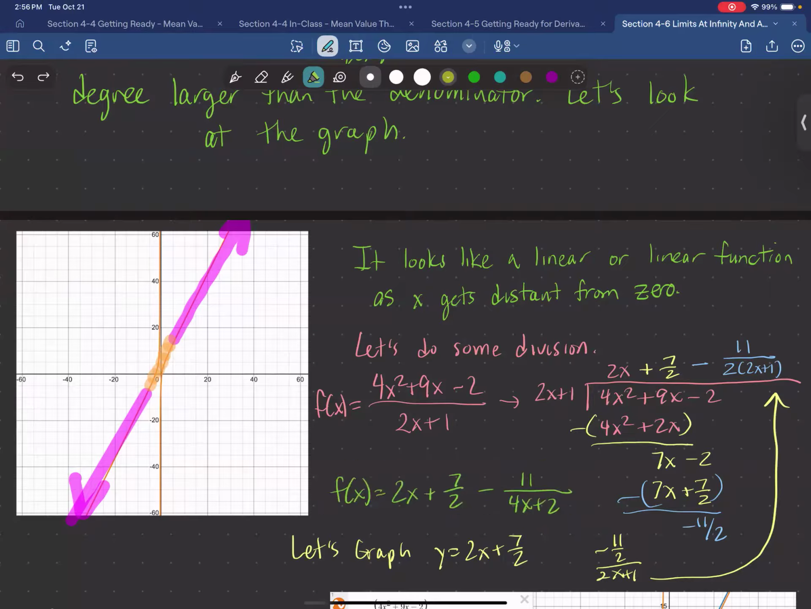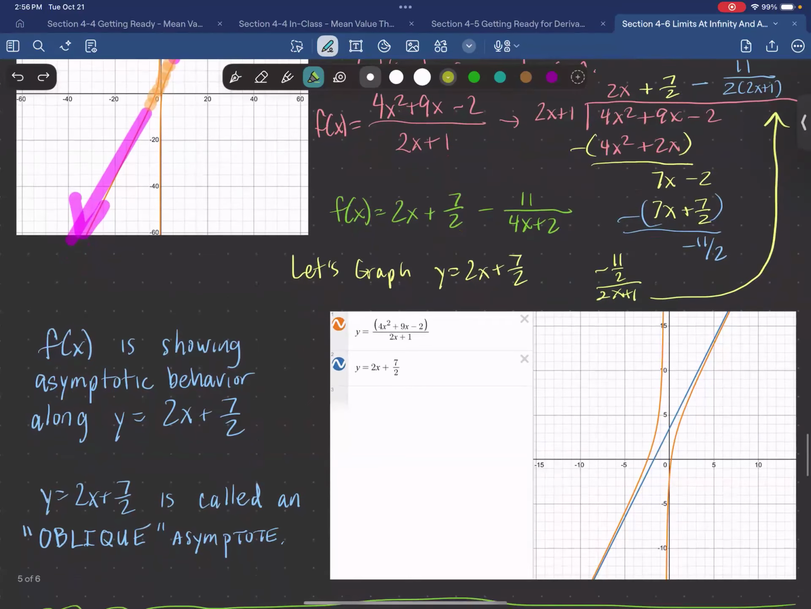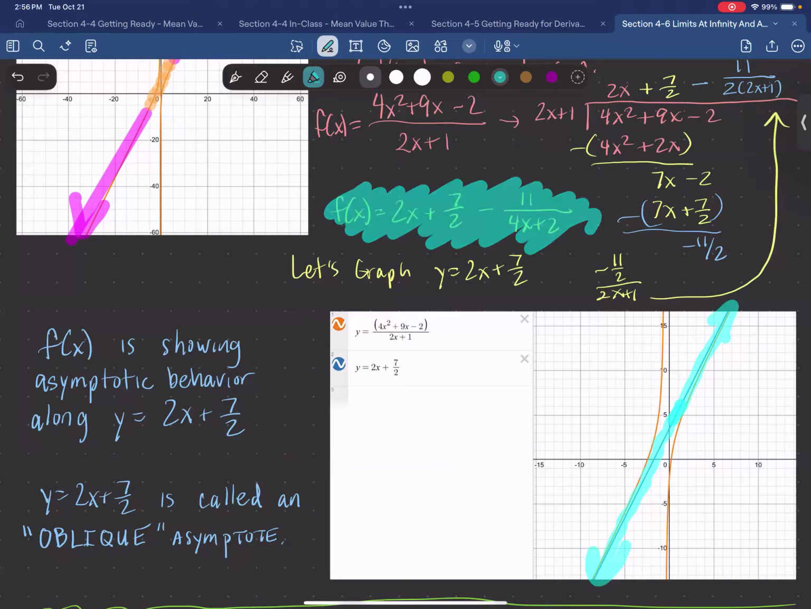So if we ignore the remainder part, let's just graph the 2x plus 7 halves. I did this on Desmos and it generated this blue line. And look at that. Look at that beautiful, glorious image. There's my line that I got from polynomial long division. And it actually is the line that our function, our orange function, is following along as it goes to infinity. I didn't do that very well with highlighters, but I think you get the gist.